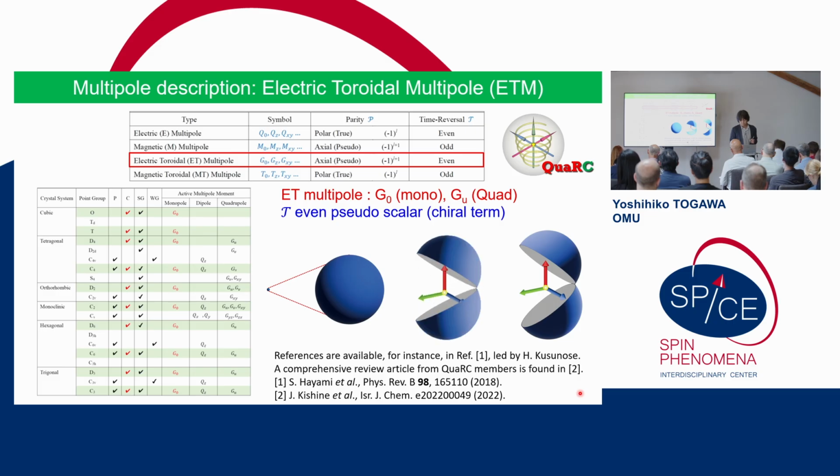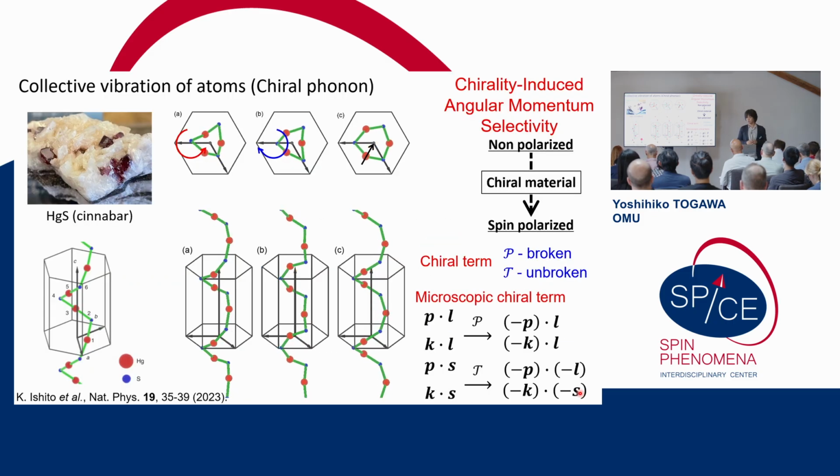So let us consider the meaning of such a chiral term. The simplest case is the coupling of an axial vector and a polar vector. Here are some examples: K, P dot L, K dot L, P. S is spin, L is angular momentum, P is momentum, K is wave vector. Such a coupling works as a chiral term.